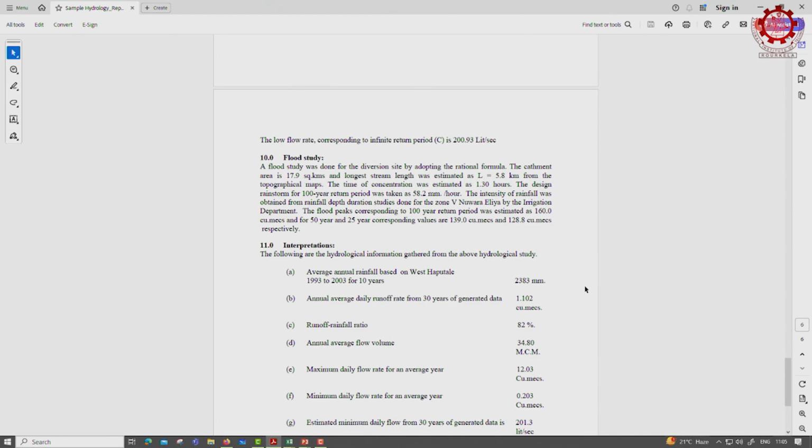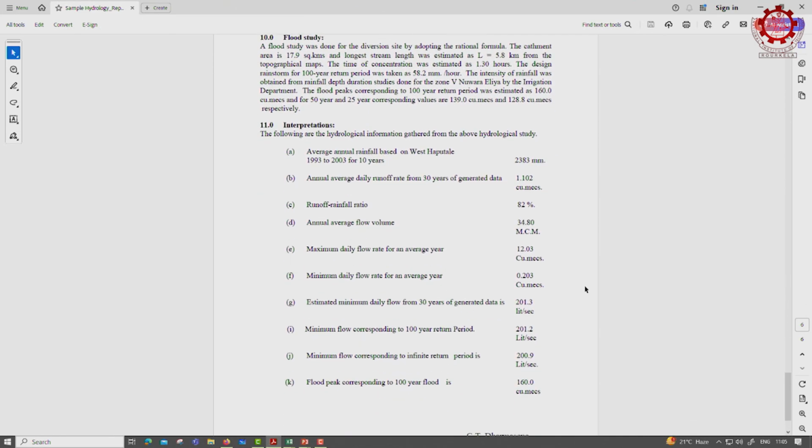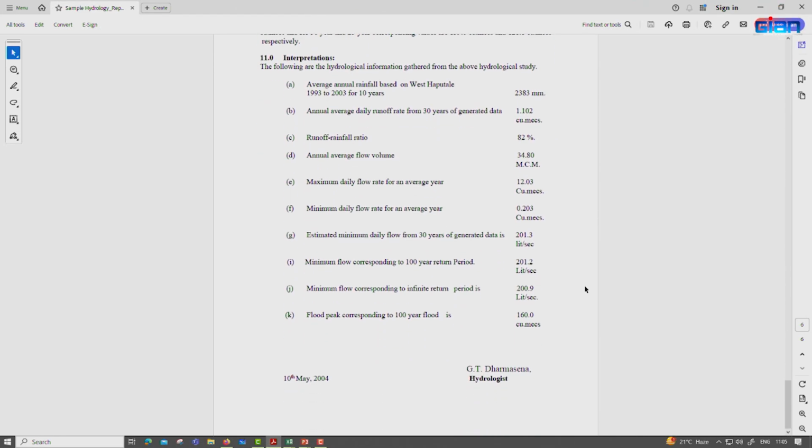Then he goes on to say interpretations and various things. This was done in 2004. The name is G.T. Dharmasen. He is a retired person from the irrigation department. So, they know all the historical data, they have access to data, and they have done all this modeling and all these things. So, they are the experts. You remember that I said some other time we do an approximate calculation, that is approximate.